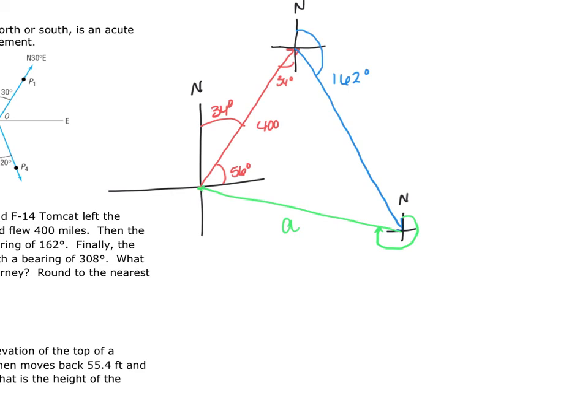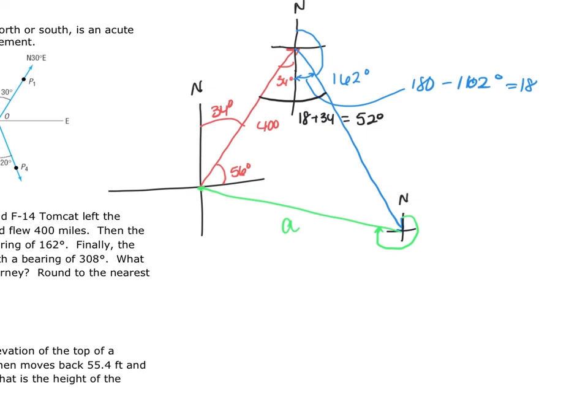Let me make this a little bit larger. I can figure out what this piece is based on the fact that from north to south is 180 degrees. So this angle must be 180 minus the 162, which is 18 degrees. This entire angle here is going to be the 18 plus 34, which gives me 52 degrees.